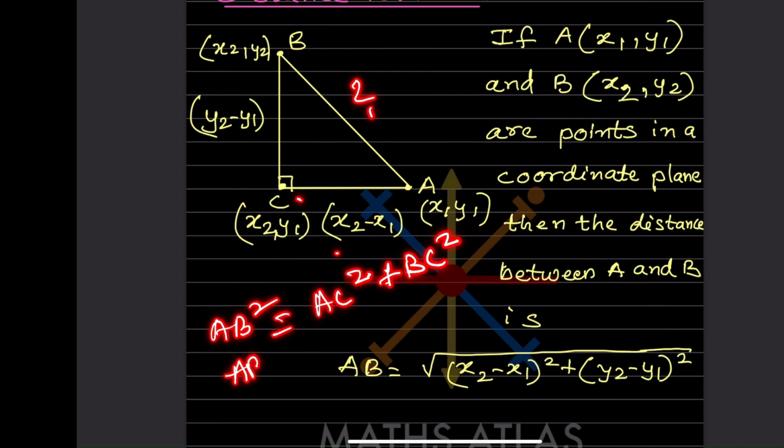So what we have, when we square both sides, is AB square equals AC square plus BC square. So AB is the square root of AC square plus BC square. Hope you got this one.